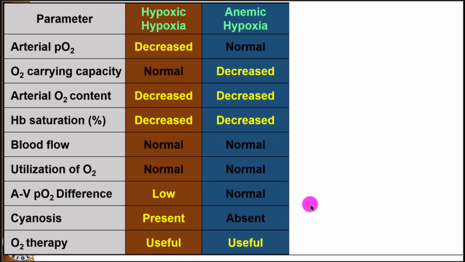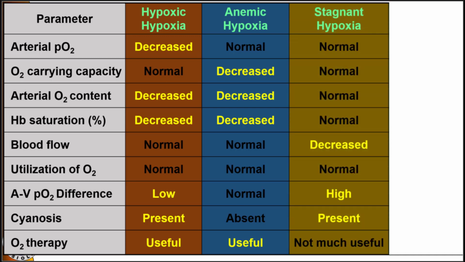In anemic hypoxia, oxygen carrying capacity, arterial oxygen content and hemoglobin saturation are decreased. Rest everything is normal and oxygen therapy is somewhat useful, especially hyperbaric oxygen therapy in carbon monoxide poisoning.